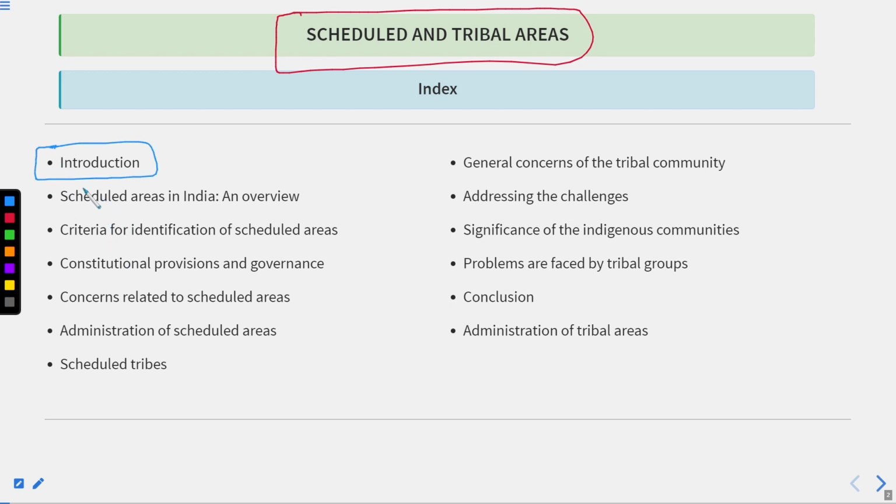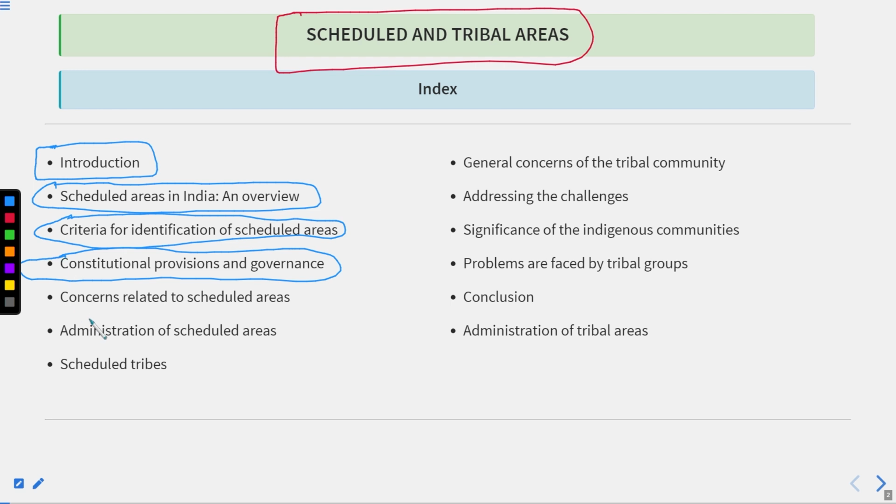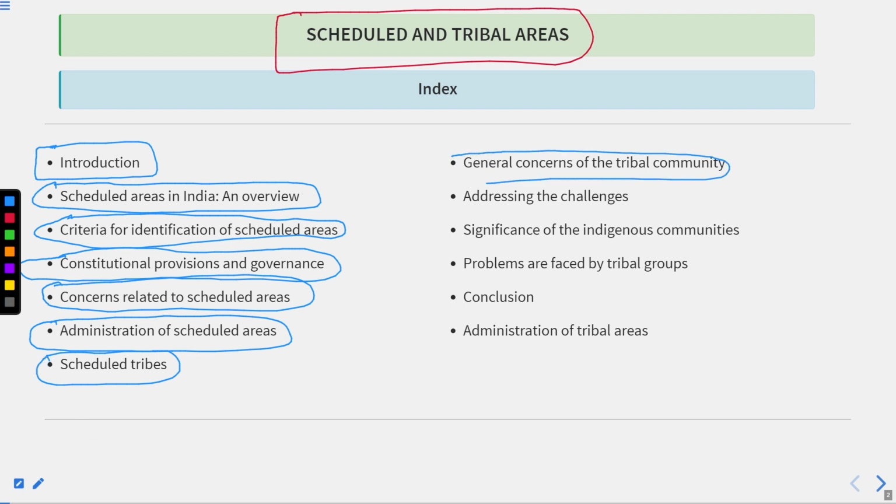Starting with the introduction, then the schedule areas in India, an overview of them, then the criteria for identification of schedule areas, then the constitutional provisions and the governance, then the concerns related to the schedule areas, then the administration of the schedule areas, then the scheduled tribes, then the general concerns for the tribal community, then addressing the challenges they have, then significance of the indigenous communities.